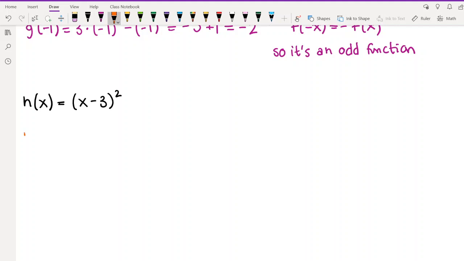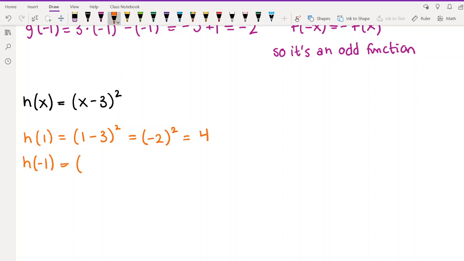So let's test out, again, let's do 1 and -1. Okay, so if we plug in 1, we get 1 minus 3 squared. And so 1 minus 3 is equal to -2. So we have -2 squared. -2 squared is equal to 4.